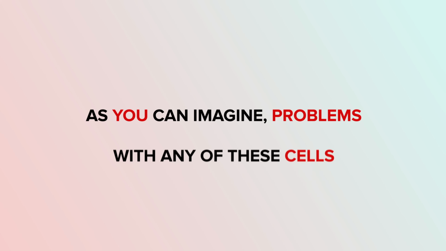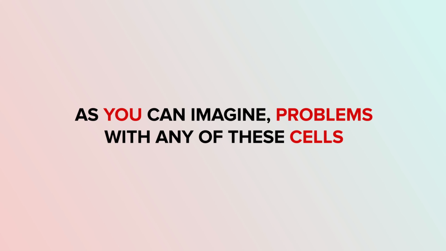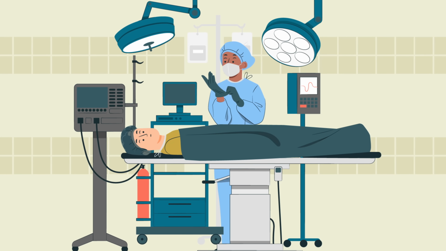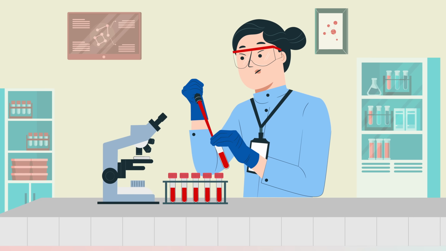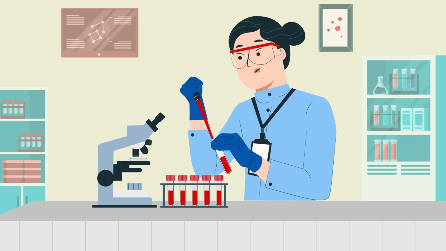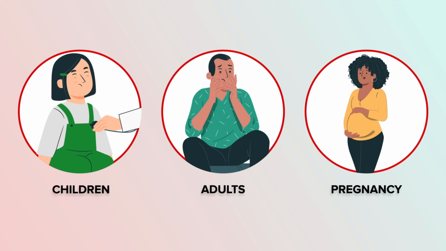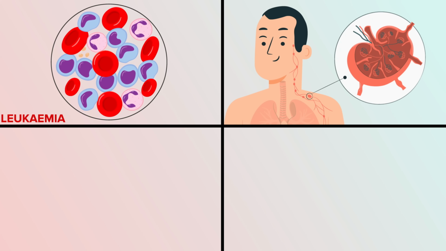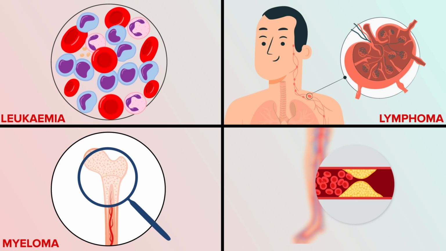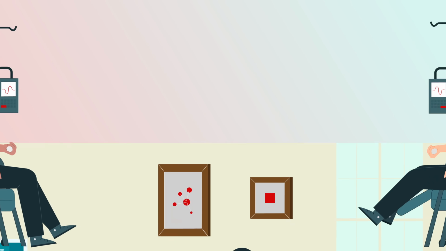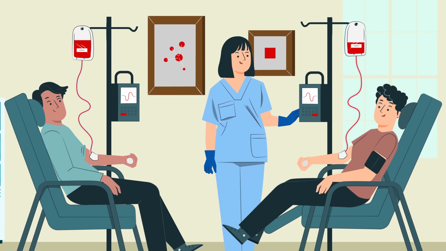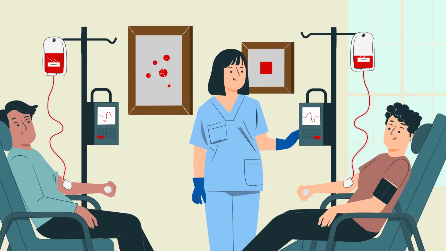As you can imagine, problems with any of these cells can lead to grave clinical consequences. A haematologist, therefore, specializes in the diagnosis and management of several benign and malignant disorders of the cells just described, in children, adults, and even in pregnancy. Some of these disorders include leukemia, lymphoma, myeloma, and venous thromboembolism. Haematologists also have additional expertise in blood transfusion and stem cell transplants.